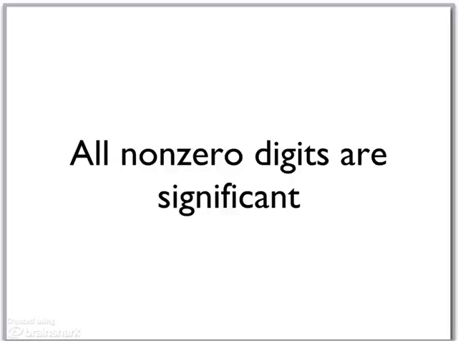So the first rule is basically that all non-zero digits are significant. So any number between 1 through 9 you would count as a significant figure. If you were given a value that you had to figure out the number of significant figures of, for example 8.23, you have 3 non-zero digits there, so all 3 of those would be considered significant. So you'd have 3 significant figures for that particular number.